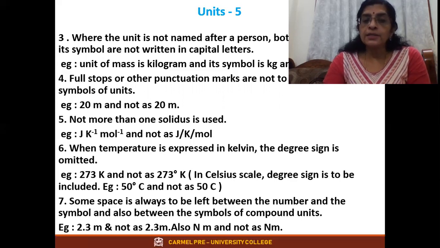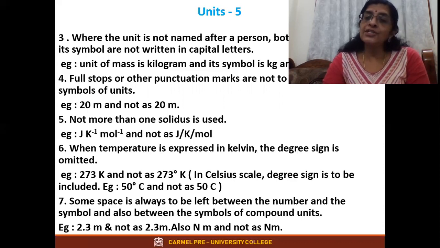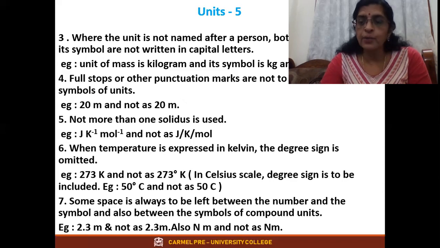Okay. Sixth one is that when the temperature is expressed in Kelvin, the degree sign is omitted. But when it is used in the Celsius scale, the degree sign should be there, 27 degrees Celsius. But if it is in Kelvin, what happens? We are not supposed to write the degree sign.